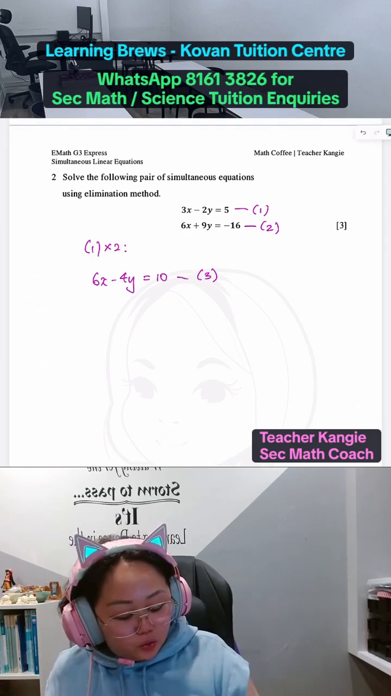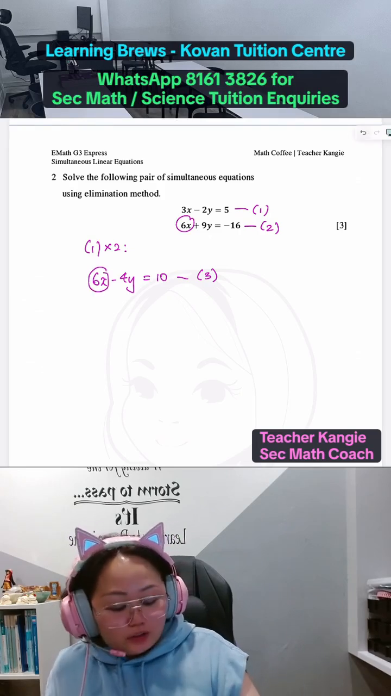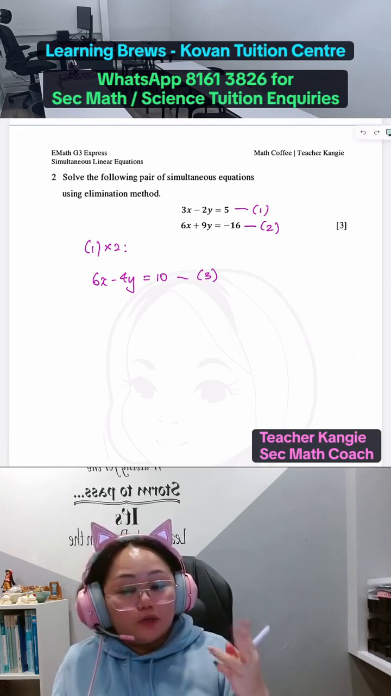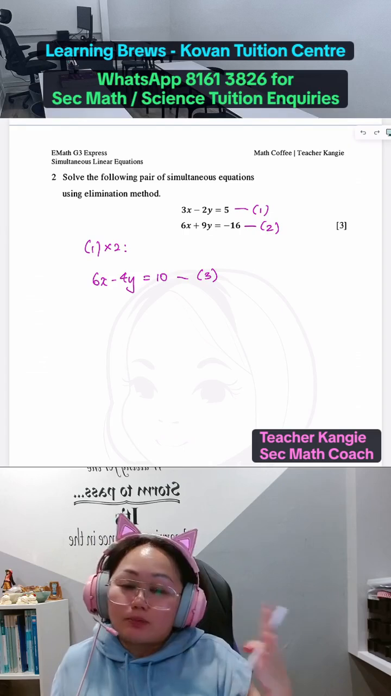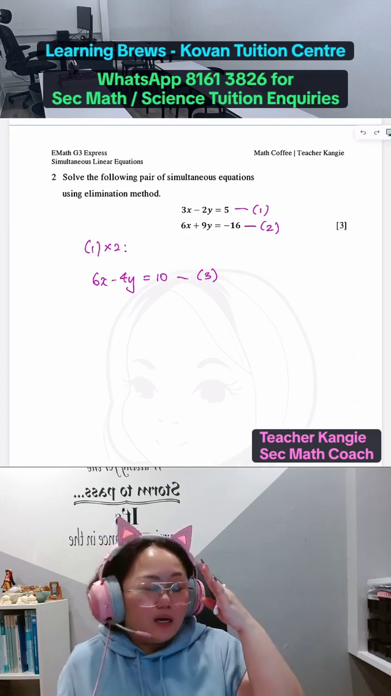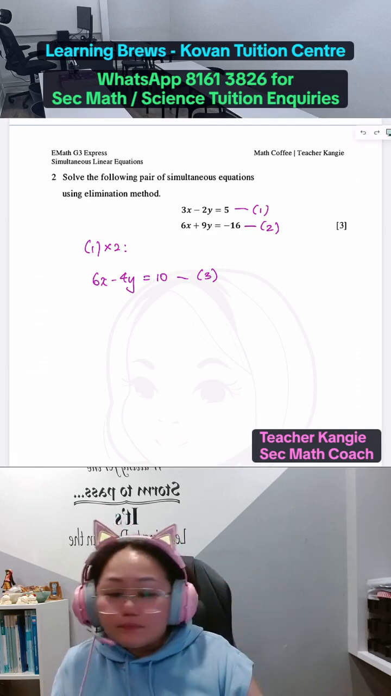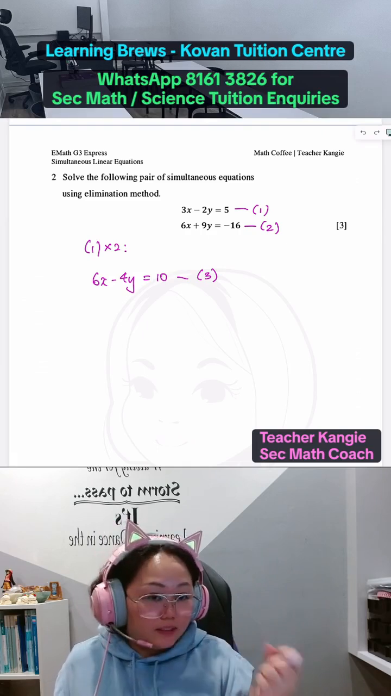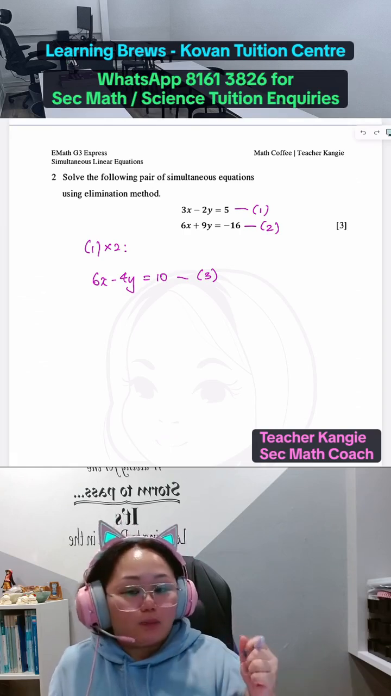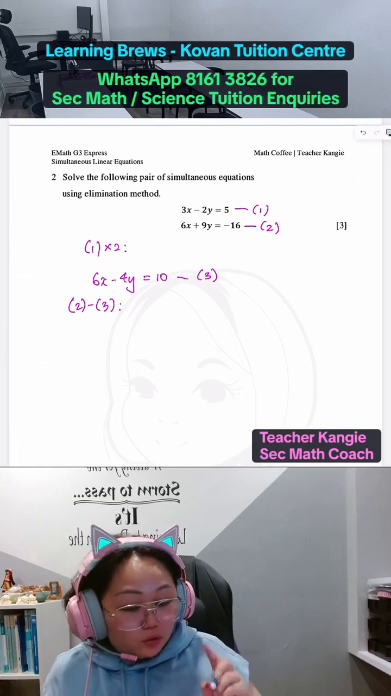So now I have equation 2, equation 3. Remember, I want to get rid of the x. So now you have to ask yourself, you only have 2 options. Either you plus them or you subtract them. So you ask yourself, 6x and 6x, do you subtract them or do you plus them in order to make them 0? You have to have this logical process thinking. Should I subtract them so they become 0? 6x minus 6x becomes 0, or is it 6x plus 6x becomes 0?